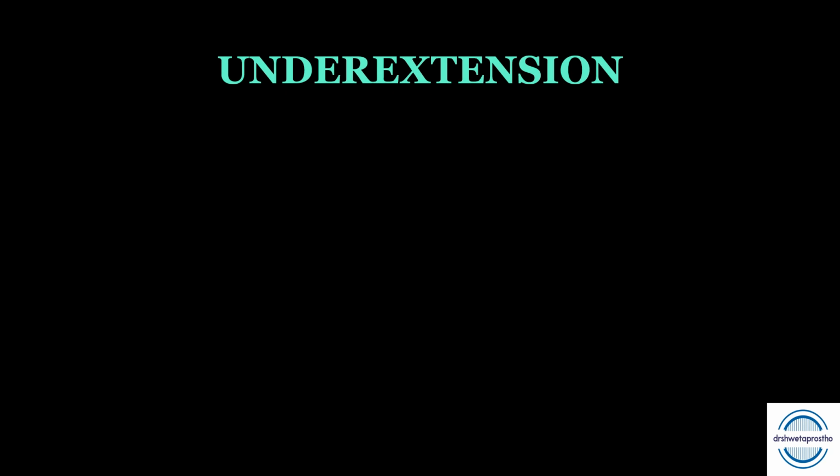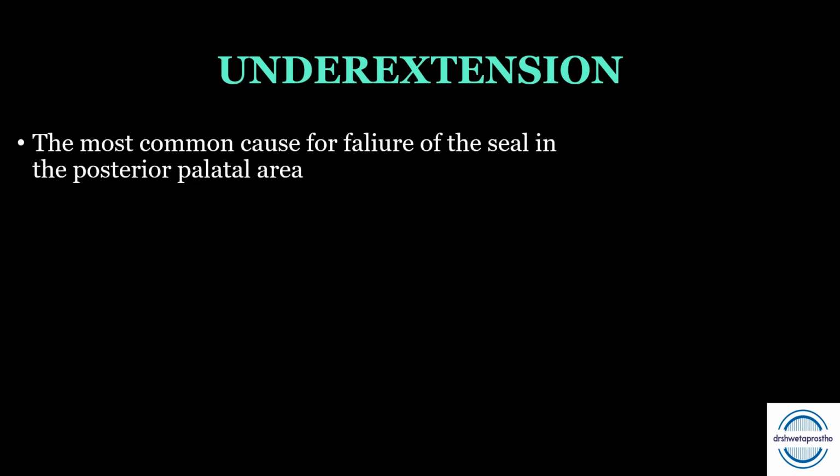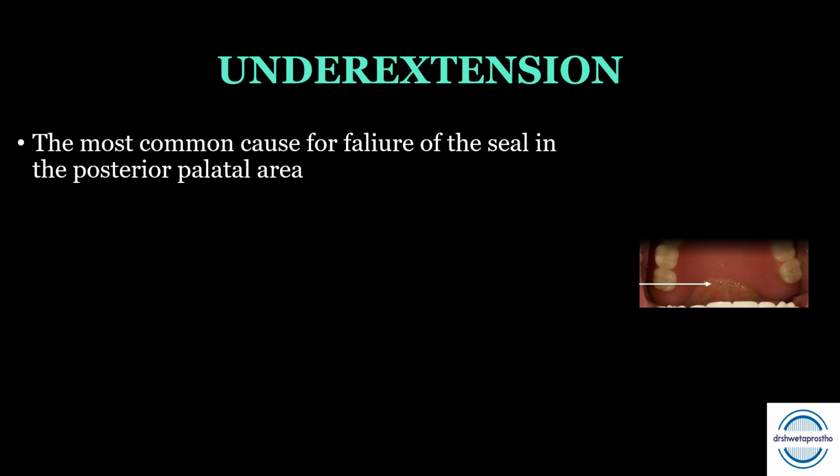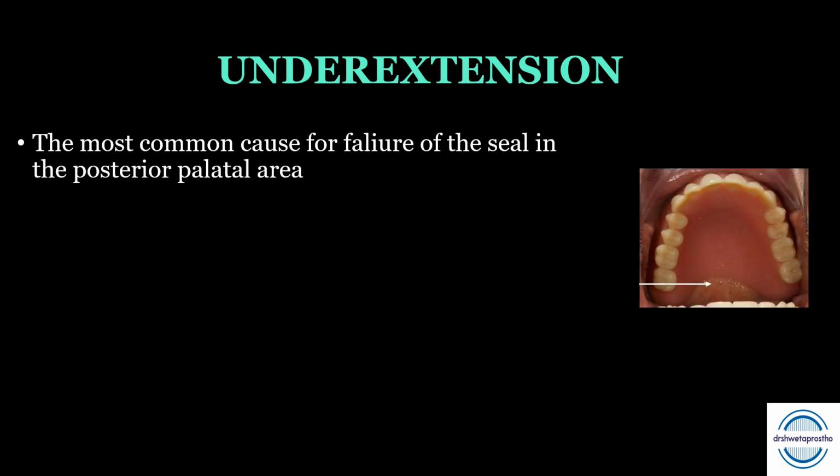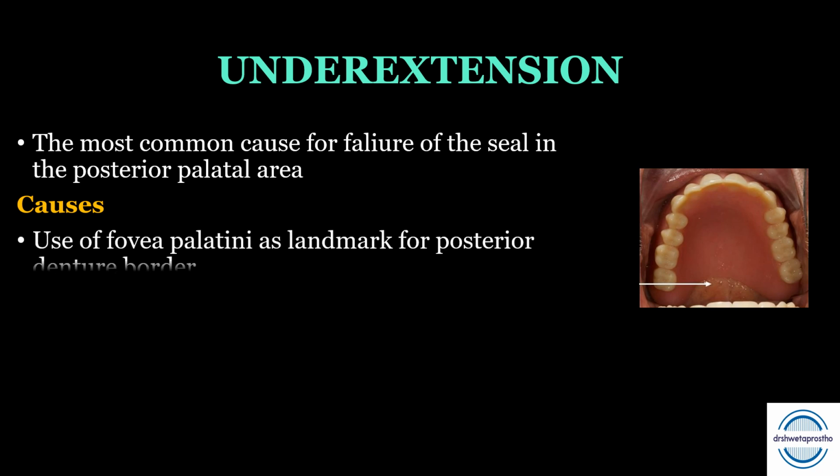The first problem is the underextension. It is the most common cause for the failure of the seal in the posterior palatal seal area. The main causes of this underextension is that, first of all, if we use fovea palatine as the landmark for recording the posterior denture border.